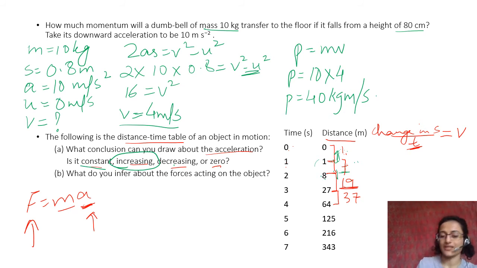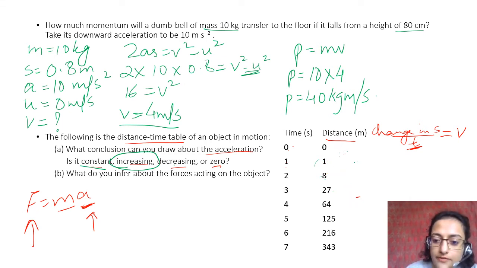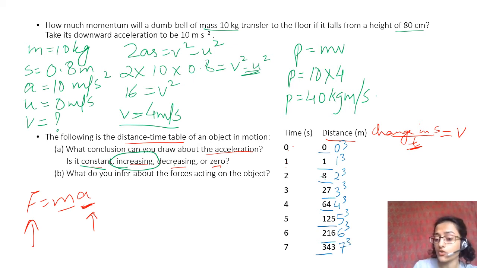I will tell you a simple shortcut. I don't know if you will be able to think that way, but if you think like this you will be able to get the answer without having to calculate all of these things. If you observe these values, these are cubes. 0 cube, 1 cube, 2 cube, 3 cube, 4 cube, right? So these are cubes of consecutive numbers, right?